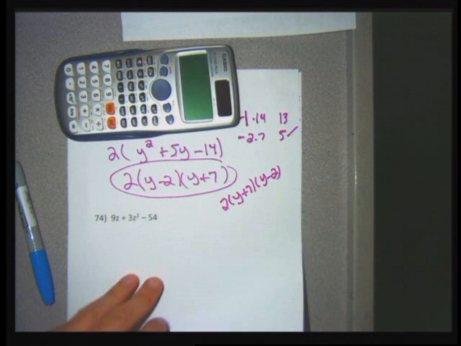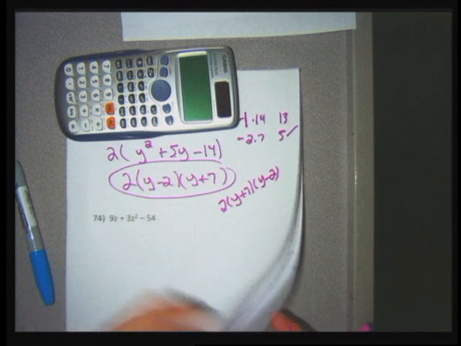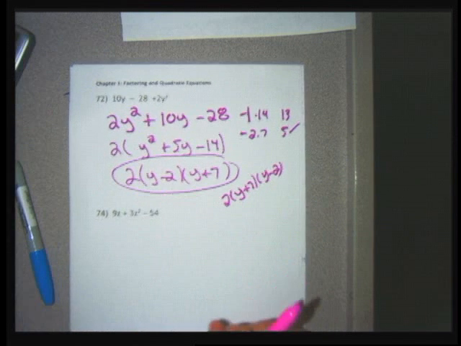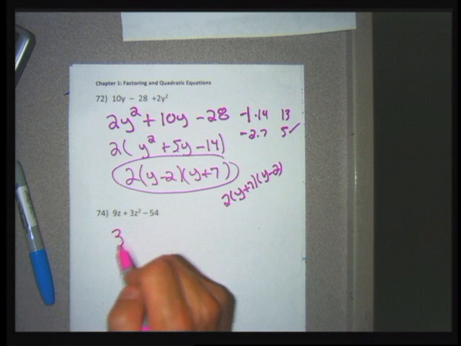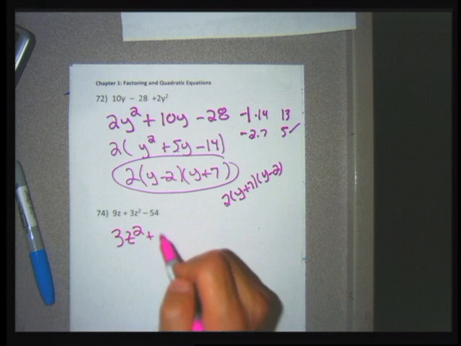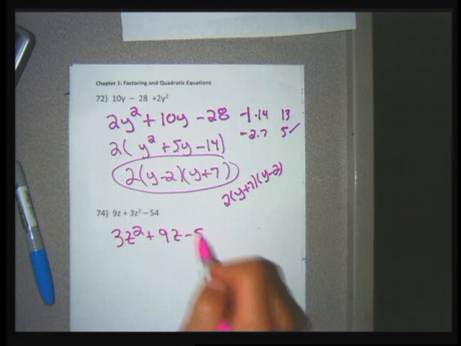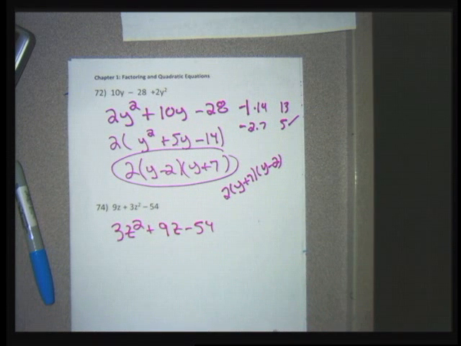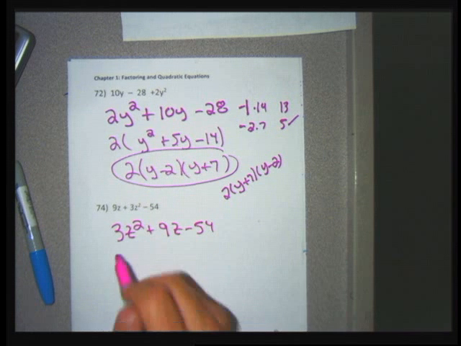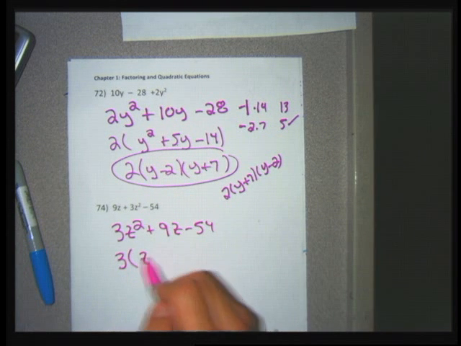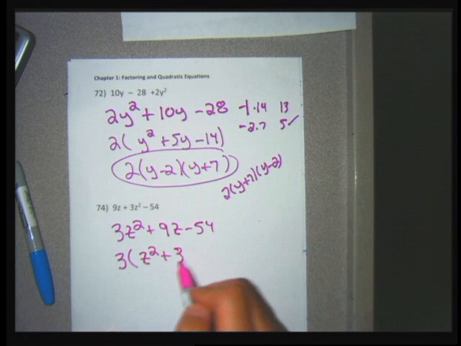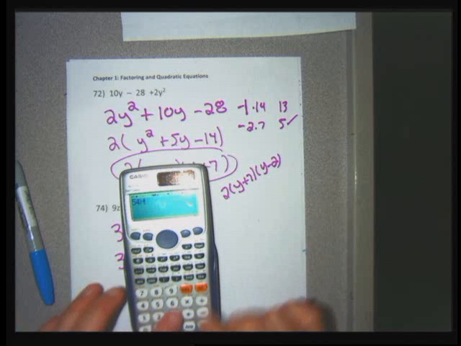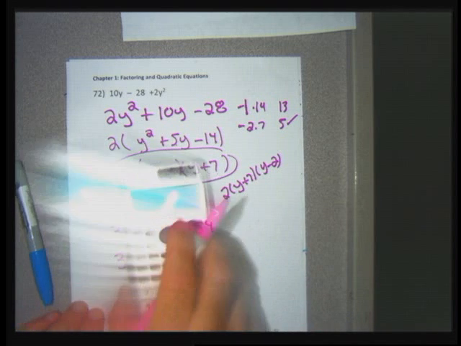What I think is the last problem, and maybe there's something hidden there that I didn't see. This is the last problem. Just like 72, it needs to be written in a nice order. It's not that easy to factor unless the squared term is first. So I rewrote the problem in a nice standard order with descending powers. I'm going to factor out my common factor of 3, which will leave me with z squared plus 3z, and 54 divided by 3 is 18. So I'm going to get a minus 18.